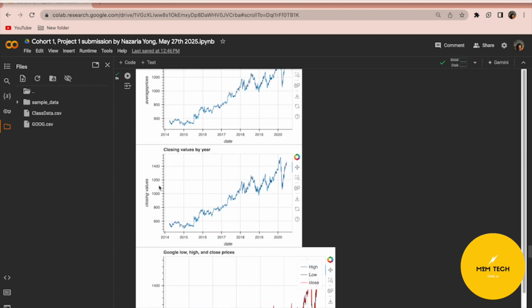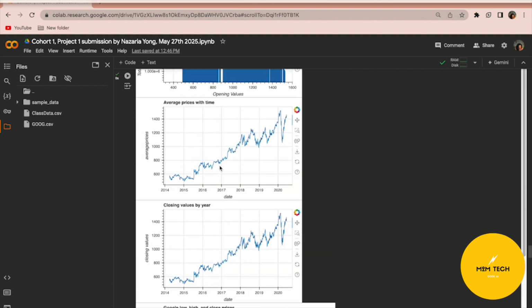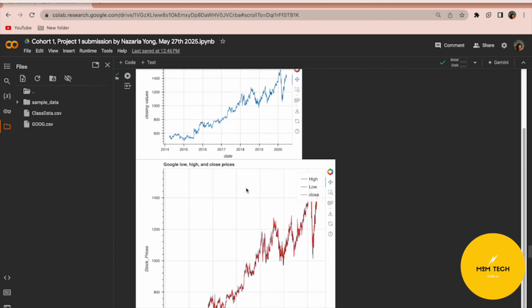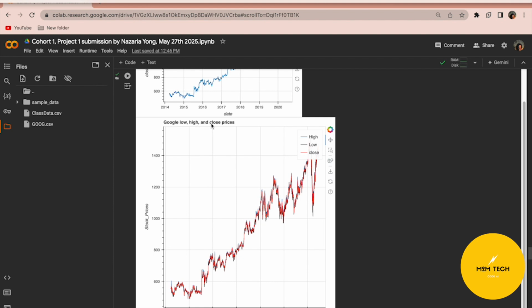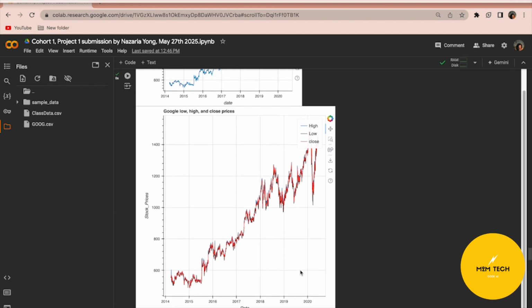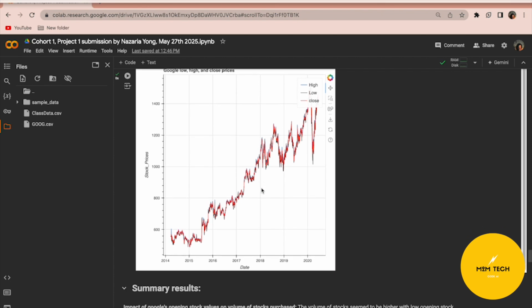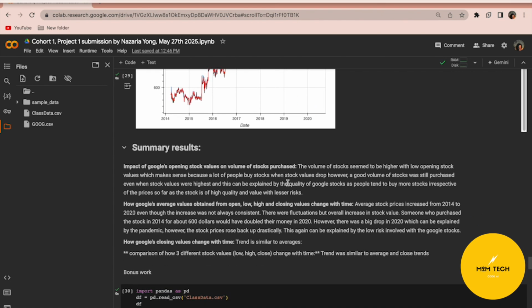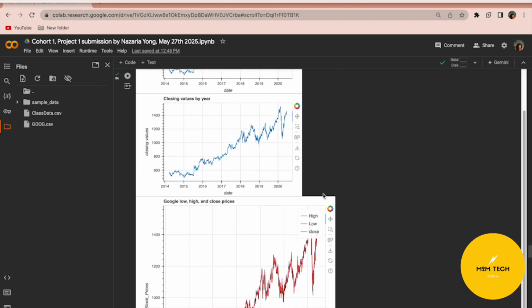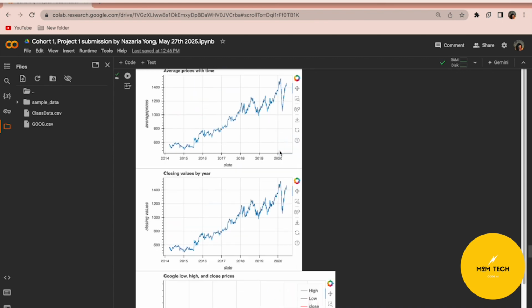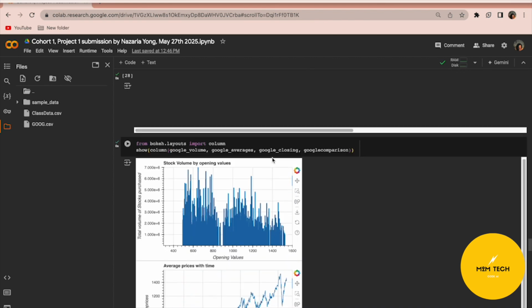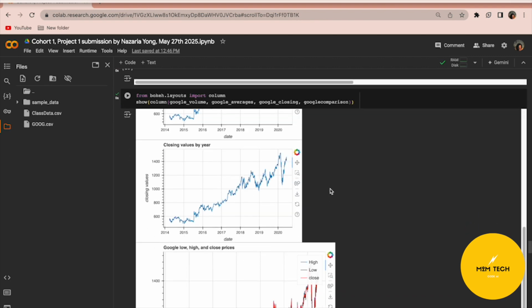Again, I wanted to find out if closing values changed with time, and yes, they did change with time. They also increased with time, and the trend is exactly the same as for the average prices. And when I did again the calculation to compare all three low, high, and close prices with time, I saw again the exact same trend explained above. Yeah, so this is a summary of my project with the Google stock. And if you can't take anything away from this, you can take away the fact that Google can be a good stock to invest in.